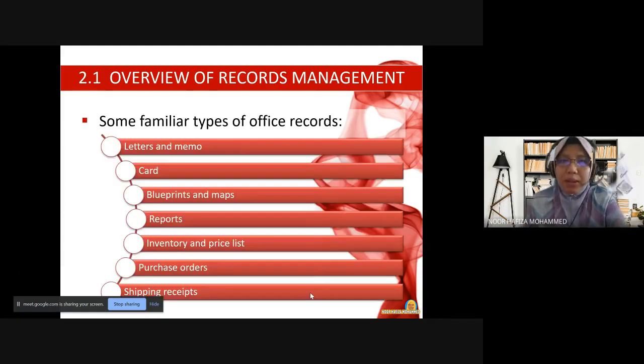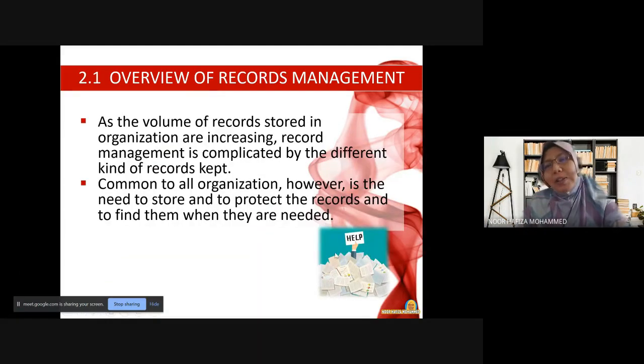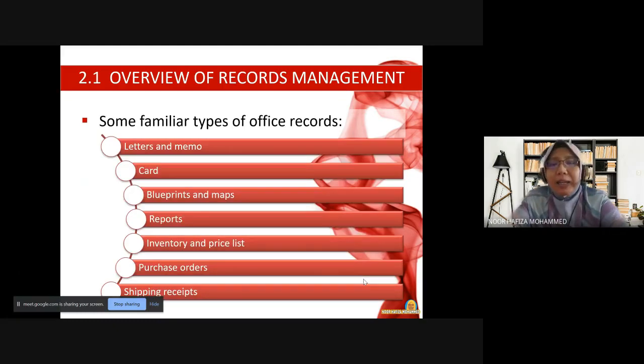Okay, you can take a look at this one. When there is too much and you do not have proper filing, it is very difficult to retrieve the document, especially when you urgently need to use the record. Other familiar types of office records are letters and memos, cards, maybe an invitation card from your department or from another organization, blueprints and maps (blueprints are what we call the design of the organization), reports, inventory and price lists, purchase orders, and lastly the shipping receipt.